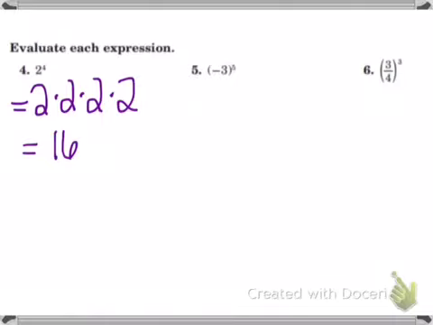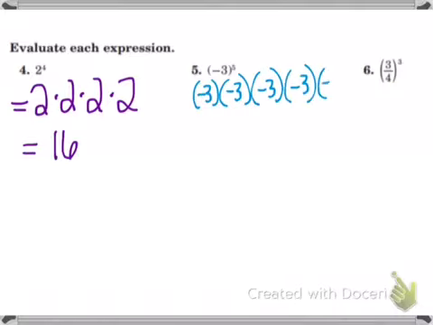Alright, number 5, negative 3 to the 5th power tells me that I'm going to write out a negative 3 5 times. So negative 3 times negative 3 times negative 3 times negative 3 times negative 3. That's a lot of negative 3's. Now, a little hint. If your exponent is odd, so in this case it's a 5, and your base is negative, that tells me that the answer is going to be negative.